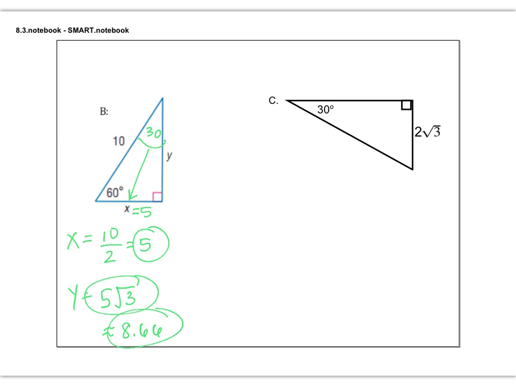And last but not least, let's do part C. You can see here that we have another 30, 60, 90 triangle. This is our short leg over here. Remember, to get the hypotenuse, let's call this hypotenuse, we just double the short leg. So maybe I want to call the hypotenuse x, okay? So to get x, we're going to double the 2 root 3. So we wind up with 4 root 3 is the exact answer, or that's approximately 6.93.